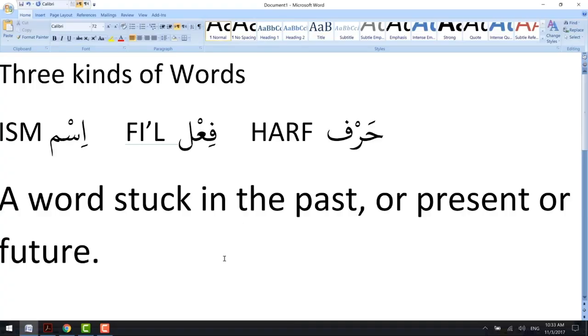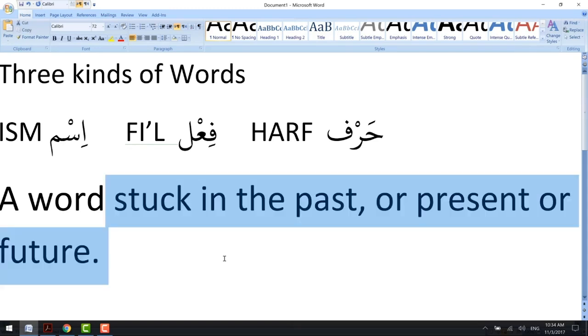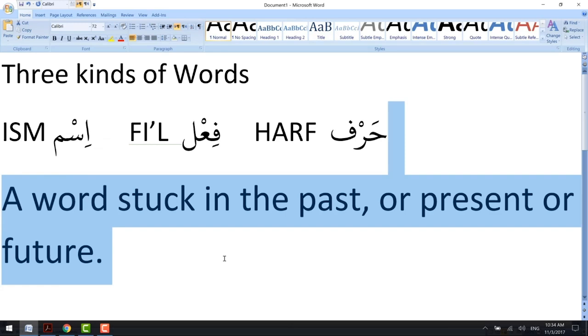Notice the ism didn't have a past, present, or future. An apple is a thing. It doesn't have a past, present, or future. It's just an apple. The word apple does not have a tense. But if I say saw, then saw is in the past. If I say see, it's in the present. Or if I say will see, that's going to be in the future. So that's your fi'l. And that brings us to our last definition, which is harf.